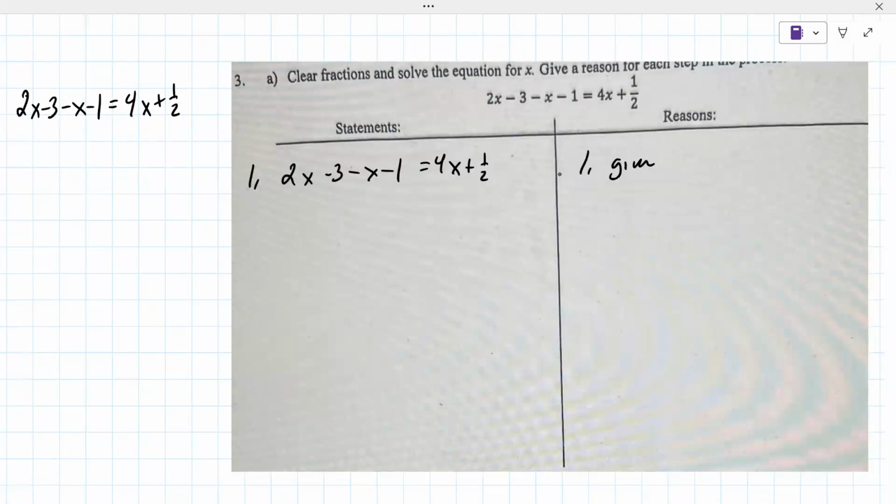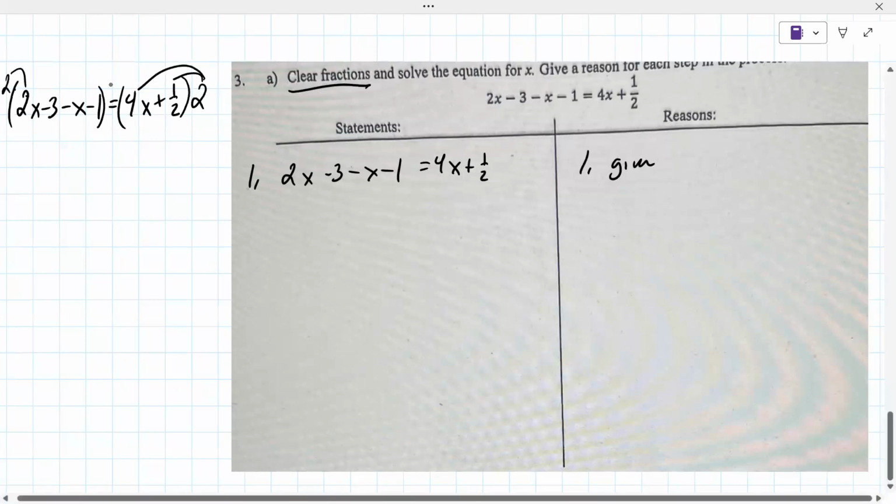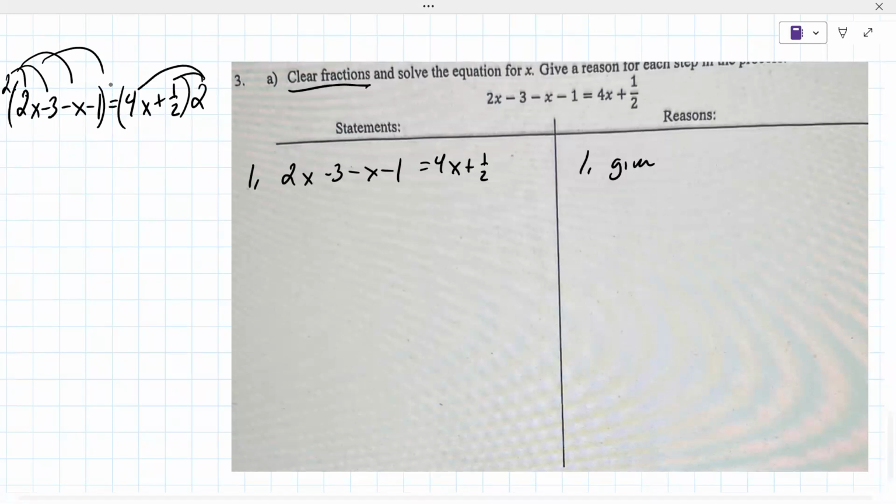All right, now, how do you clear the fraction? It says to clear fractions first. So the only fraction I see is the 1/2. What can you multiply by to get rid of the 1/2? 2/1. So you multiply everything by 2/1. Now, it's everything, right? Everything. Yeah, both sides. Don't combine anything. Tell me what the result is when you multiply everything by 2.